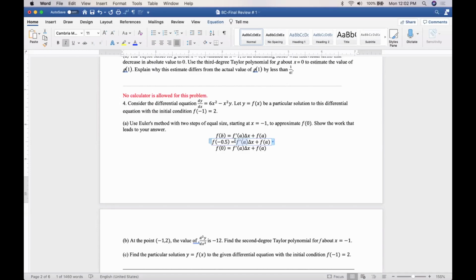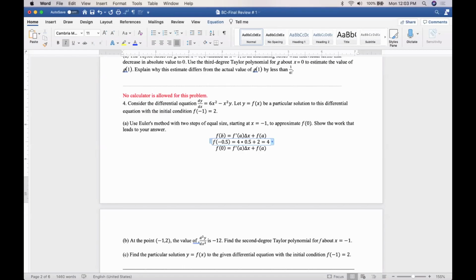Okay. How do you find the derivative? The first point we use is the given point, right? x equals -1. So basically, to find the derivative at -1, you substitute x with -1 and y with 2. And if you do so, what would you get? You get 4. And the delta x is 0.5, isn't it? Yeah. And then f of a was the 2. f of -1 was equal to 2. So the answer for this one now is 4.